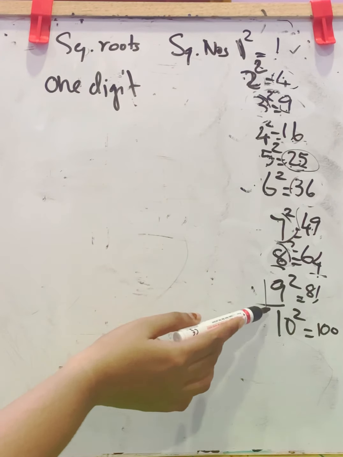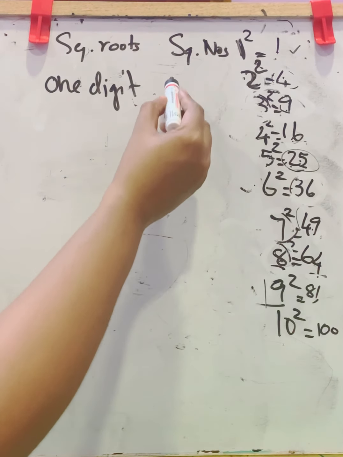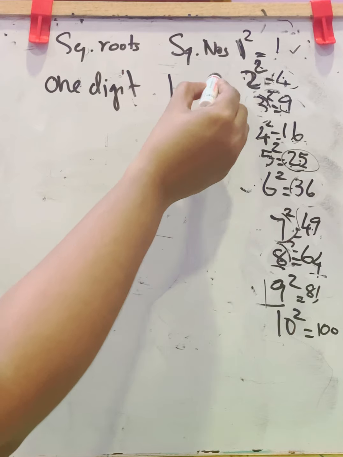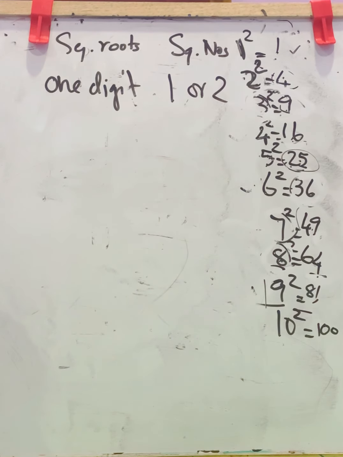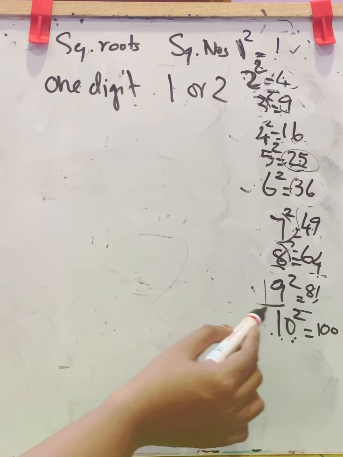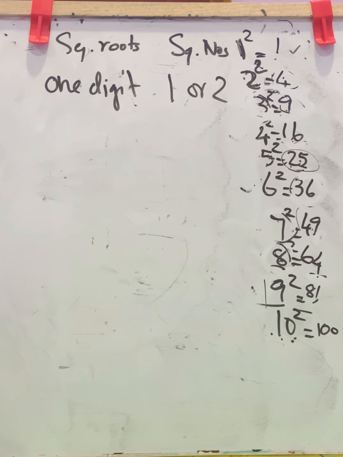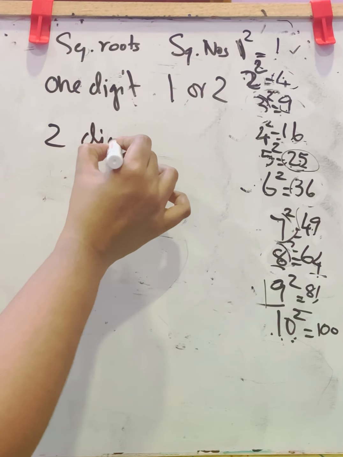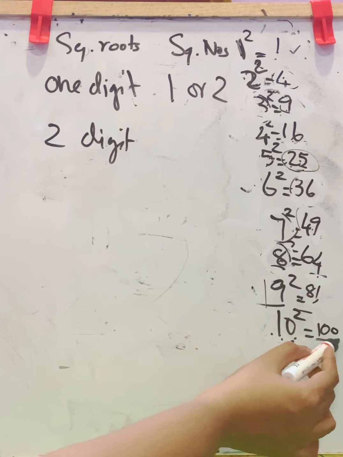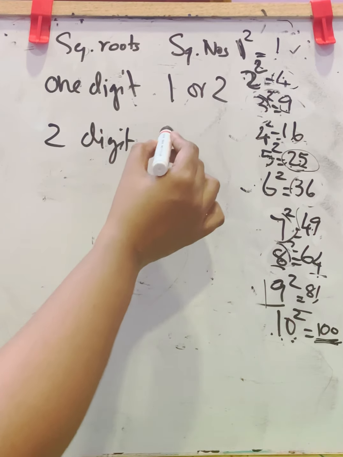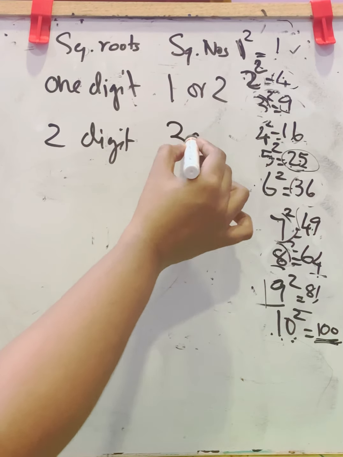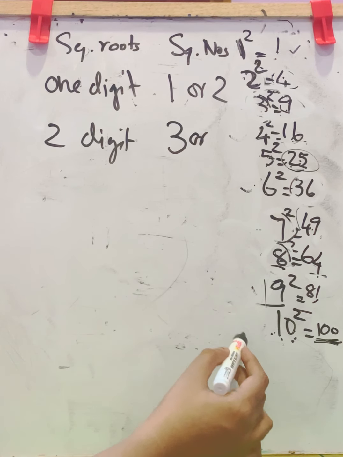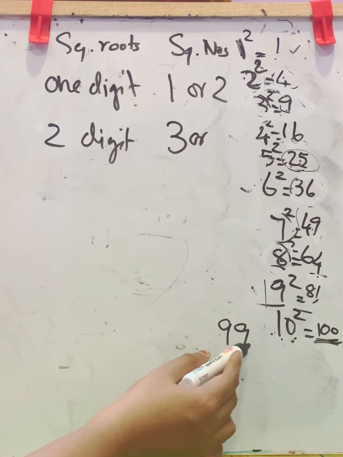For 1 digit numbers, you will get square numbers of 1 digit or 2 digits. Now for a 2 digit number, the square will start from 3 digits. Or now we will check with the biggest 2 digit number, that is 99.